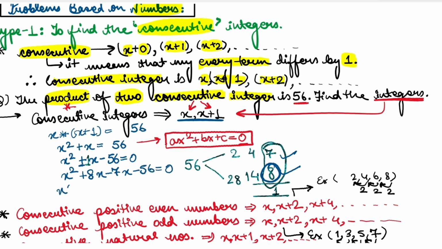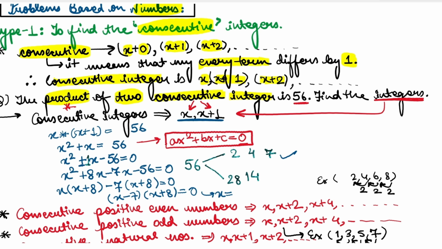Okay. So we get it as x plus 8 and then minus 7 times x plus 8 is equal to 0. We get it as x minus 7 and then x plus 8 is equal to 0. So इसे solve करने के बाद we get the value as x is equal to 7 and x is equal to minus 8. Okay. So this becomes the final value.